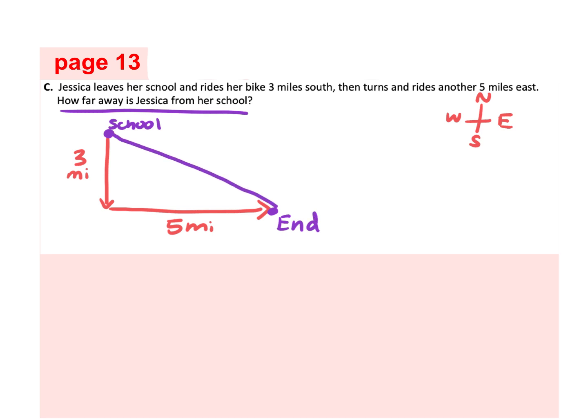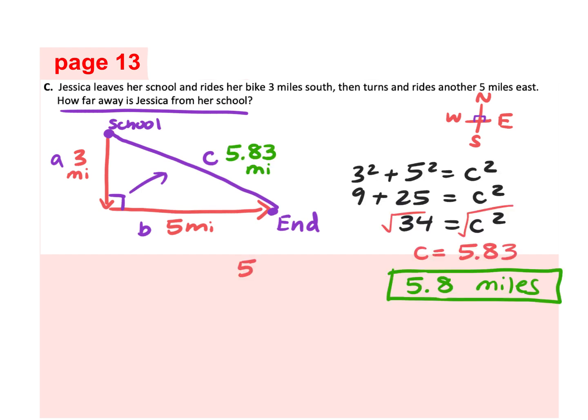Well, we need this side here, and south and east are 90 degrees from each other. You can see all of the corners in a compass are 90 degrees. So the distance that Jessica traveled is going to be the C, the distance that she is away from her school. And now you can set up and solve the problem. So here's your solution. It ends up being 5.8 miles.